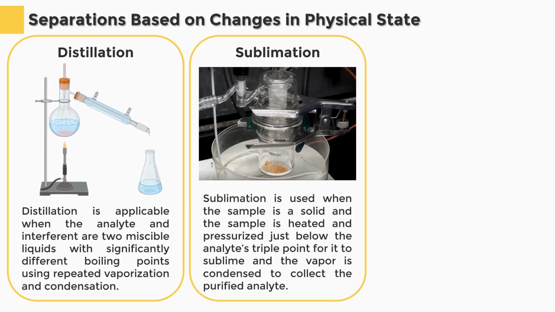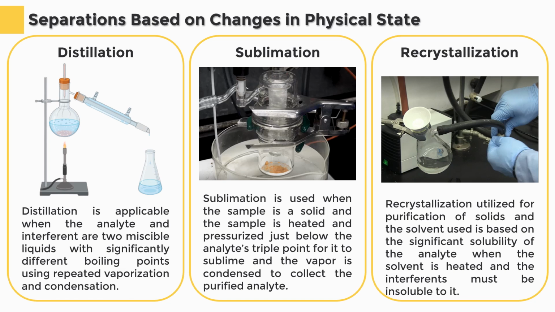The last one is recrystallization, which is only utilized for purification of solids. In this technique, the solvent used is based on the significant solubility of the analyte when the solvent is heated, and the interferent must be insoluble in it. This is done by repetitive addition of the solvent and sample in an Erlenmeyer flask, and the insoluble impurities are removed via filtration and this is repeated until all the sample is dissolved. The solution will be cooled down for crystal growth and the sample is purified by filtration, rinsing, drying, or further recrystallization.